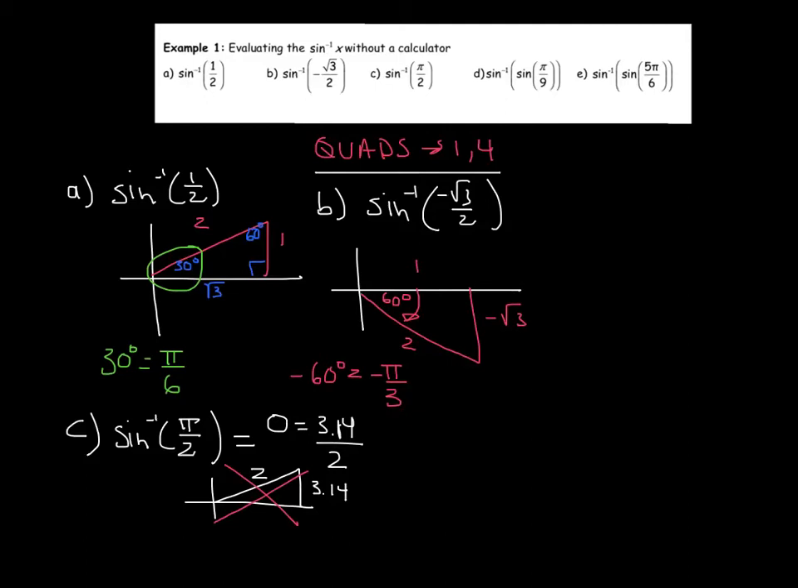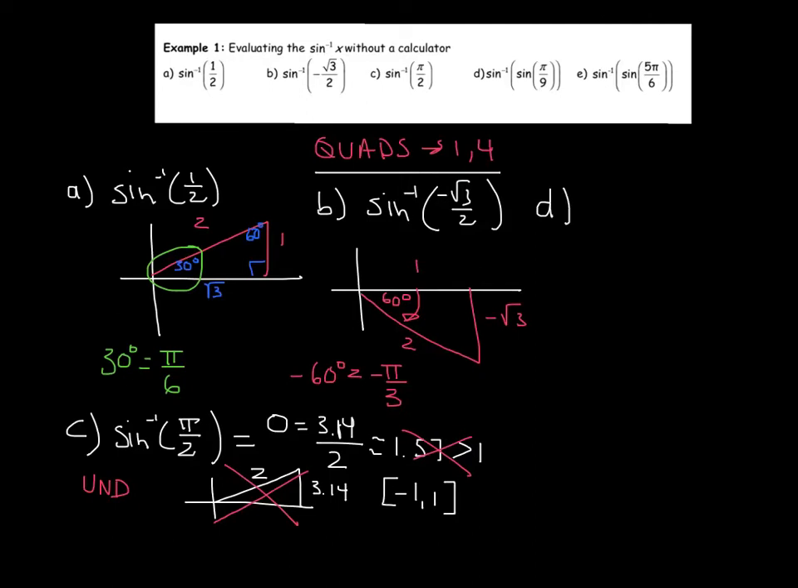I'll tell you how else we know. 3.14 divided by 2 is approximately 1.57, right? That is greater than 1. And if you remember from the last slide, the domain has to be between negative 1 and 1. Anything outside of that domain is not going to work. So therefore, this is undefined. Undefined.